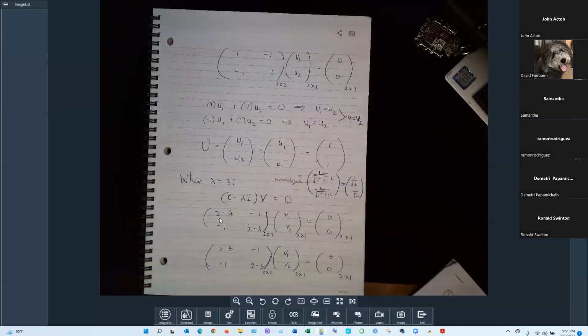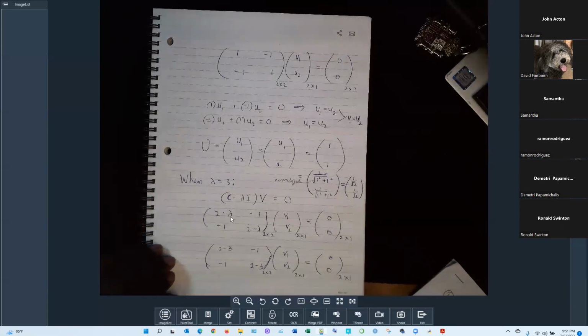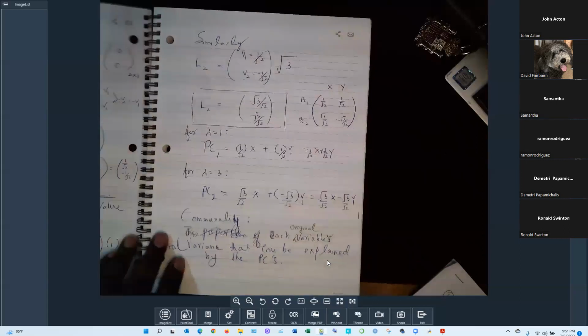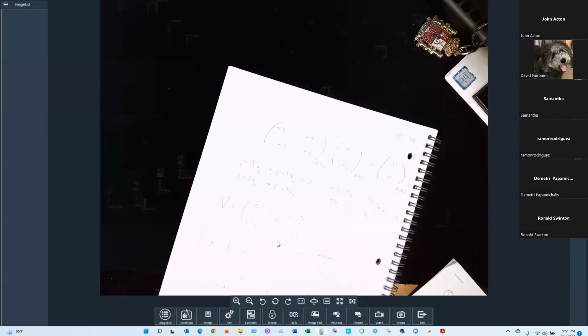Okay. So with that one, what's going to happen? Look at that. I plug in lambda equals 3 here. I'm going to call that one V1 and V2, the second eigenvector, and solve that one.